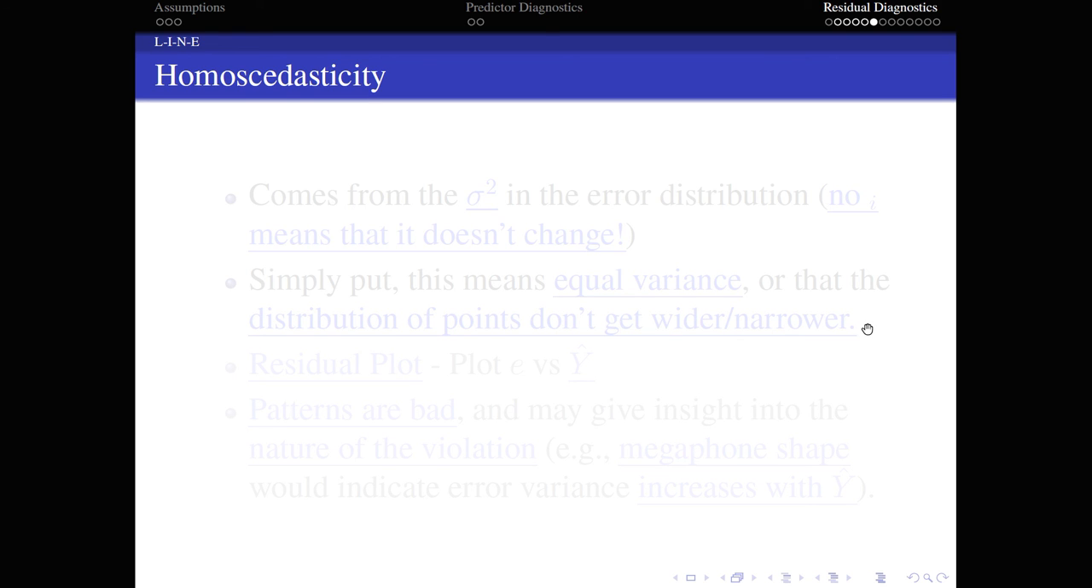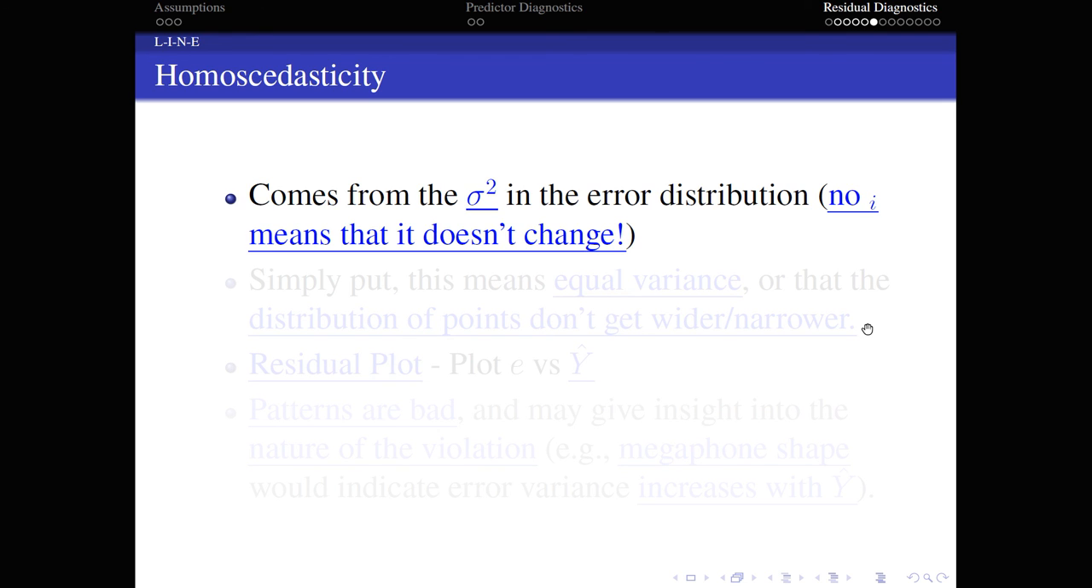The last E stands for equivariance in the LINE assumptions, or homoscedasticity. Homoscedasticity in the distributional assumptions of epsilon comes from the fact that the sigma squared doesn't have a little subscript i in it. That is, the sigma squared in the distribution of the errors does not change for each individual. It is constant across every single i observation. If it had a little subscript i, that would mean that it could change for each individual. It doesn't, so it means it's constant across all of the observations.